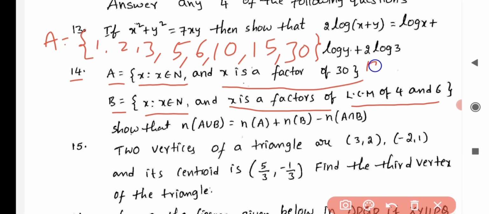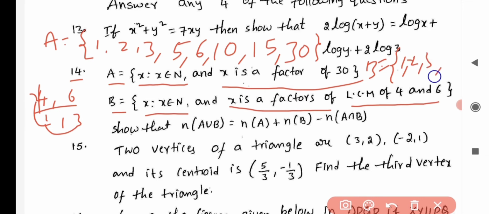Now set B. First you find the LCM of 4 and 6. 2 times 2 is 4, 4 times 3 is 12. So the factors of 12: 1, 2, 3, 4, 6 and 12. This is set B.